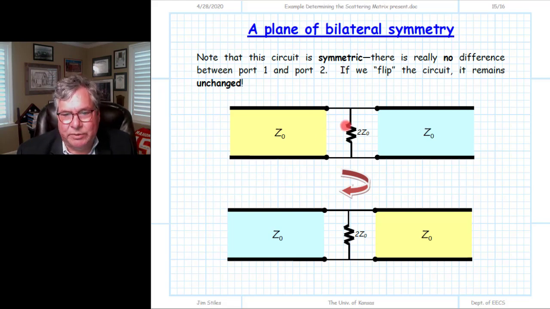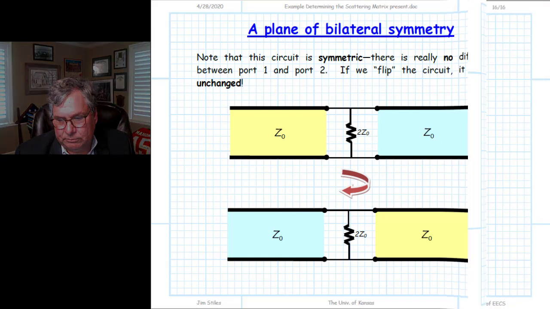This is a circuit with D sub 1 symmetry, a group of order 2, one being the identity, and the other, of course, that reflection. 1 goes to 2, 2 goes to 1. We studied that in the circuit symmetry case, and we know that this symmetry will manifest itself in our scattering matrix.